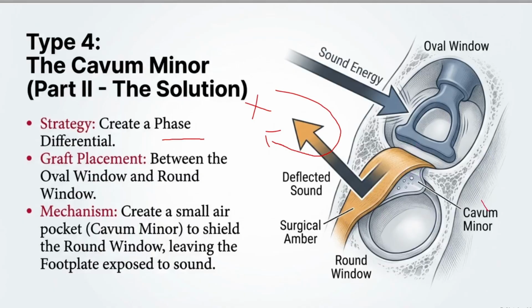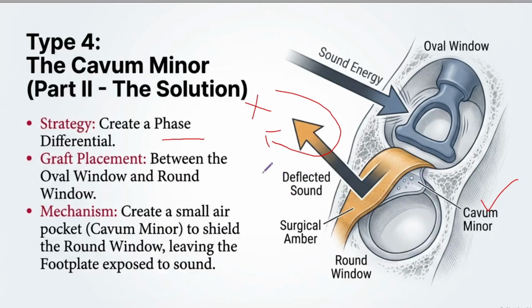Yes. This small cave shields the round window from the sound, and they leave the oval window footplate exposed to the outside air. So sound comes in, hits the exposed footplate directly, and pushes it in, but the graft blocks the sound from hitting the round window, allowing it to bulge out into that new air pocket. You have artificially recreated the phase differential. That is incredibly complex. You're building a new pressure system inside a space smaller than a dime.